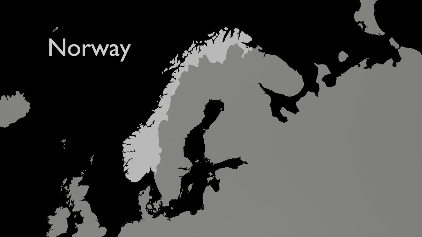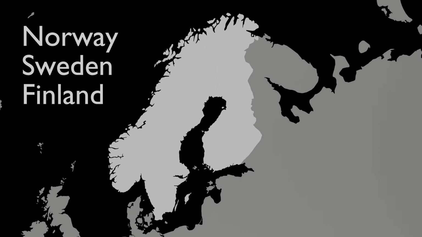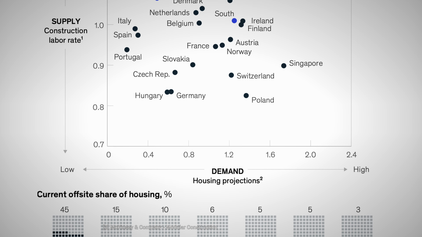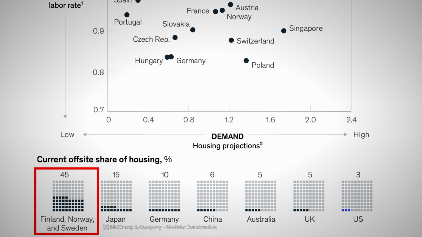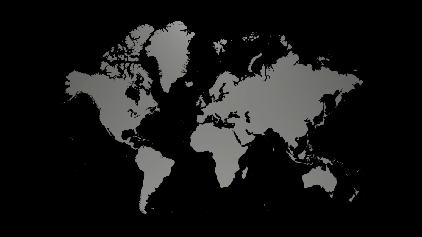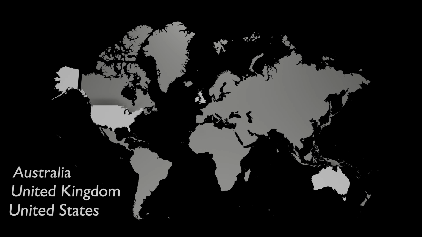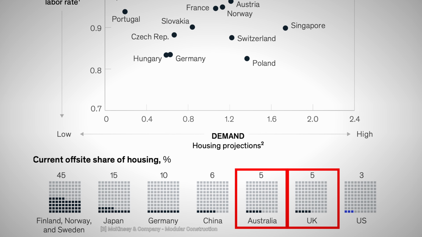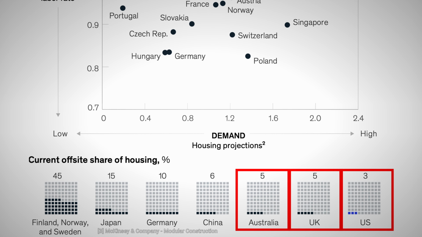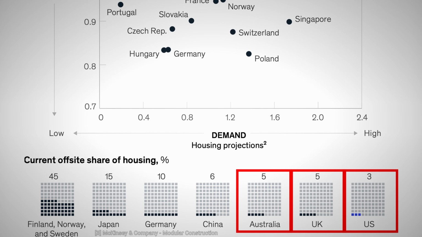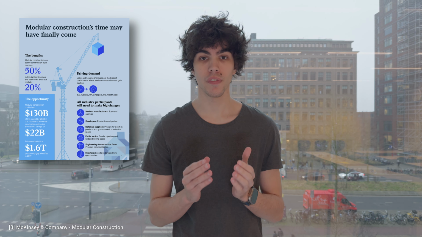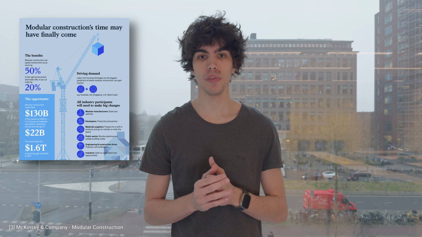Countries such as Norway, Sweden, and Finland are leading the way, producing approximately 45% of their buildings off-site. However, countries like Australia, the UK, and the US are lagging behind, with only 5% and 3% of their buildings being constructed off-site respectively. The modular construction market is projected to grow into a $130 billion industry by 2030, underscoring the urgency of adopting these innovative building methods.